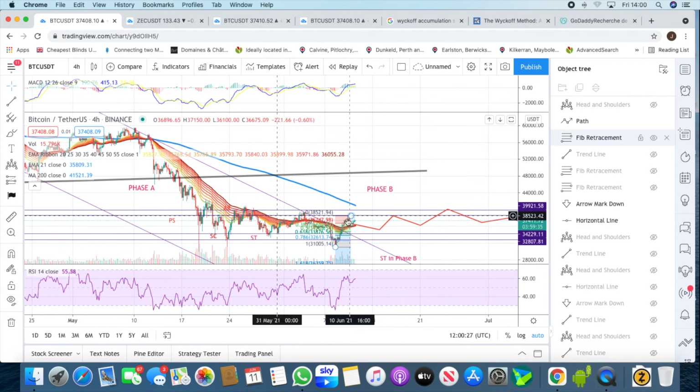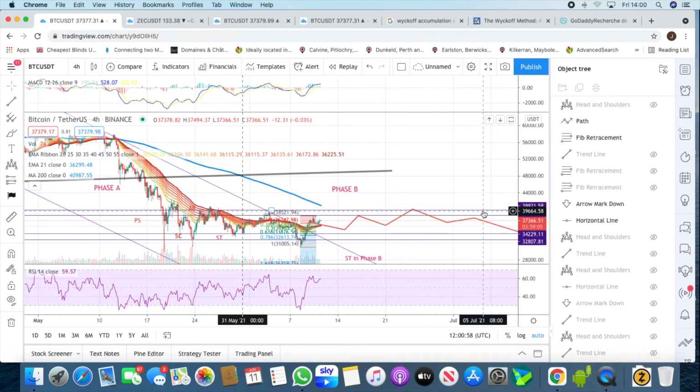If Bitcoin is rejected by this 200 moving average, which it's been unable to get near ever since the price was jettisoned off this cliff, down 50% or whatever it was, on May the 19th. So if it gets rejected here, then it confirms that we are still in the wick-off accumulation, and the accumulation phase is going to take place over the weeks and months as per my daily chart.